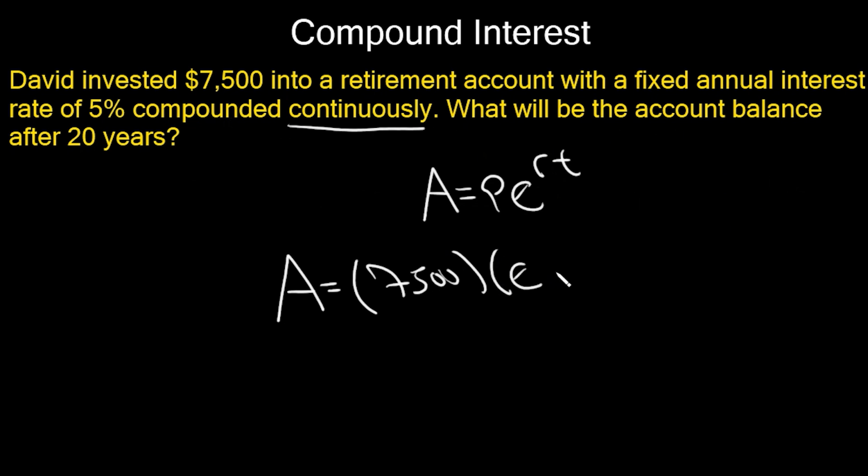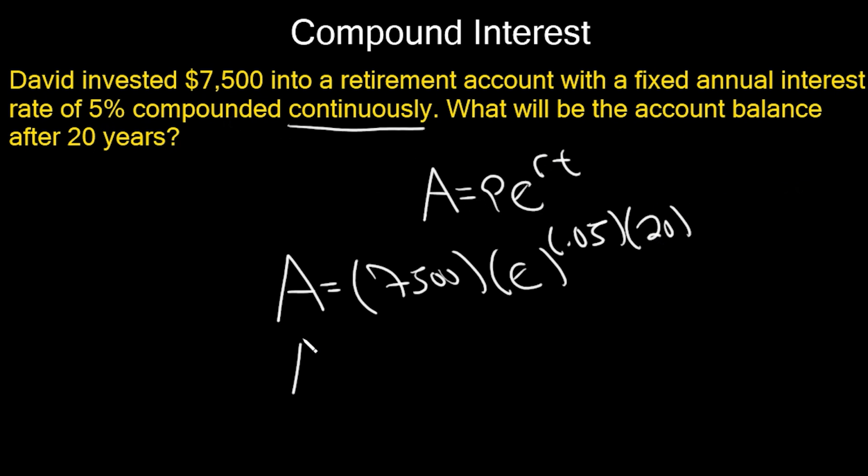So I'll have e here, to the power of r. Now my rate here is going to be 5%. When I plug it in, I want to make sure I plug it in as 0.05, not 5. So I'm going to plug it in as 0.05, and then time, that's going to be 20. And then from here, all you're going to do is plug this into your calculator, and you're going to get your answer.